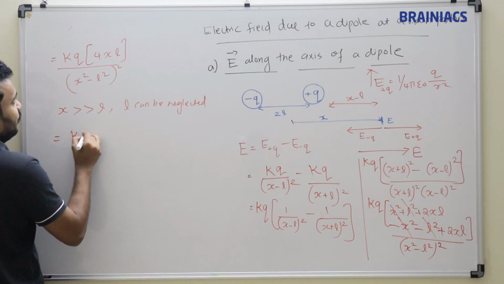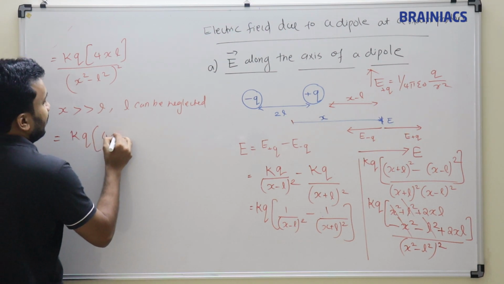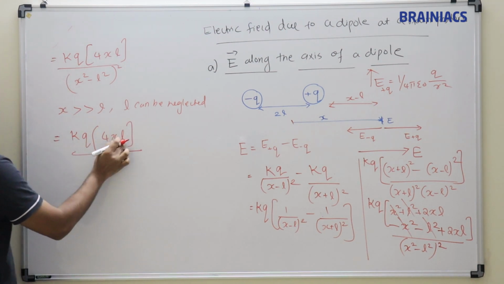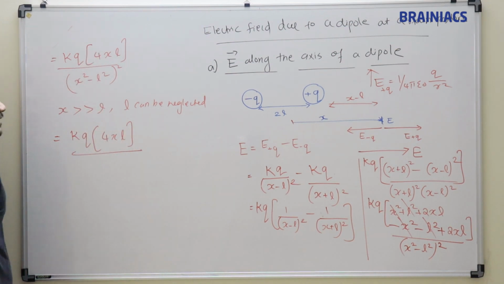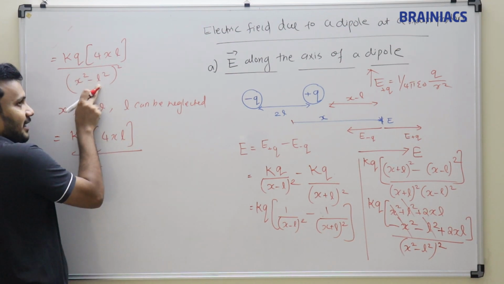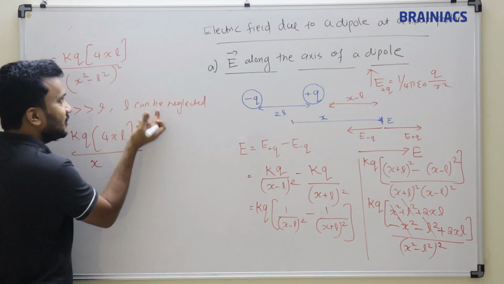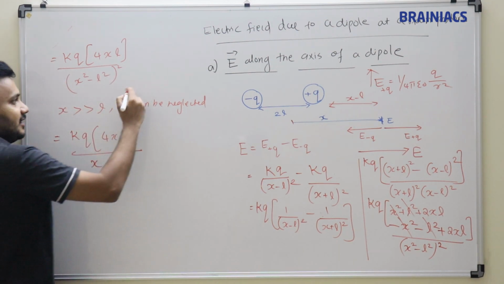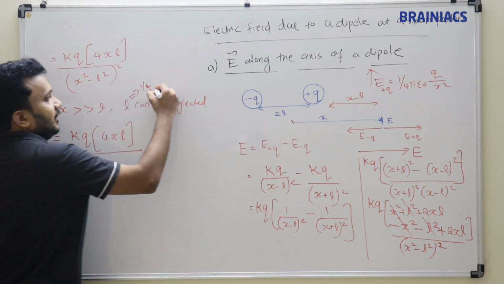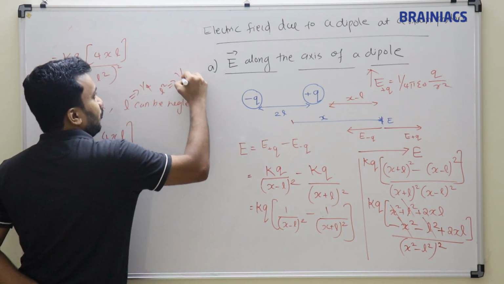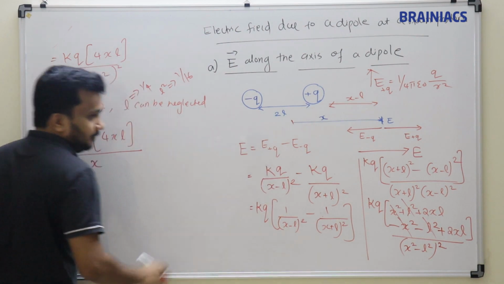So how can we do it? KQ into 4XL. Do not eliminate it from the numerator. Only when the square comes is it less, otherwise it's not less. So here I can neglect L square. L is small, so the square is small. You can consider, for example, L equal to 1 by 4, 0.25. If you take L square, how much will come? 1 by 16, very small.